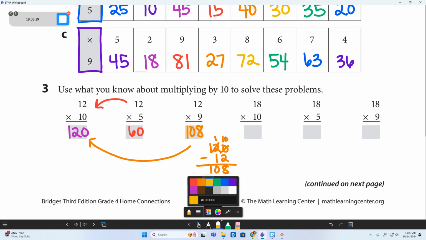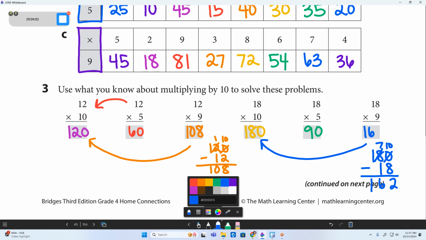All right, 18 times 10, I'm just going to add a 0 to 18. 18 times 10 is 180, so 18 times 5 would be half of that, 90. And again, if I sort of use what's over here, if 18 times 10 is 180, then 18 times 9, it's not 10 groups of 18, it's only 9 groups of 18. So if I take 18 away, that will get me my answer. Final answer, 162. So I sort of used the problem from before to kind of help with some ones right after that.